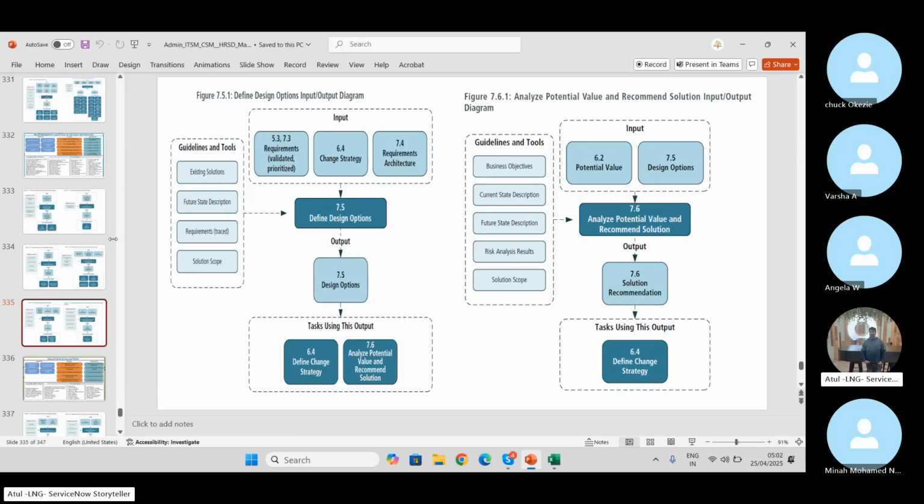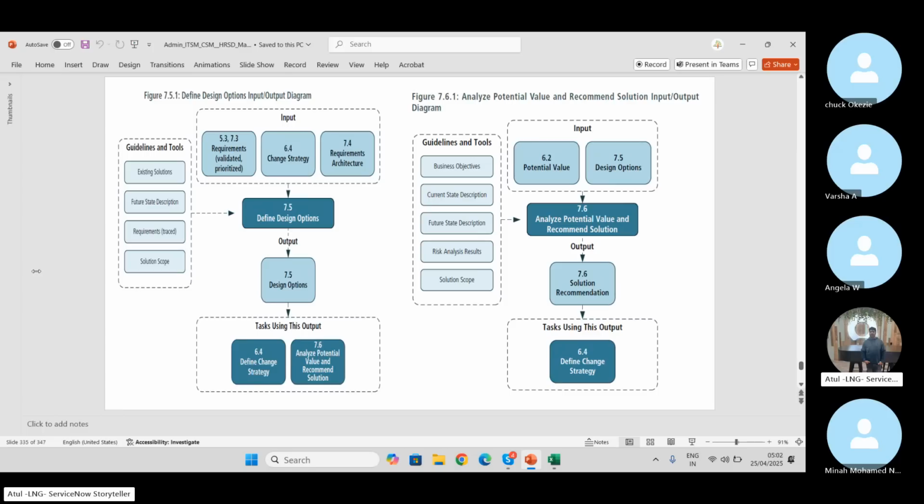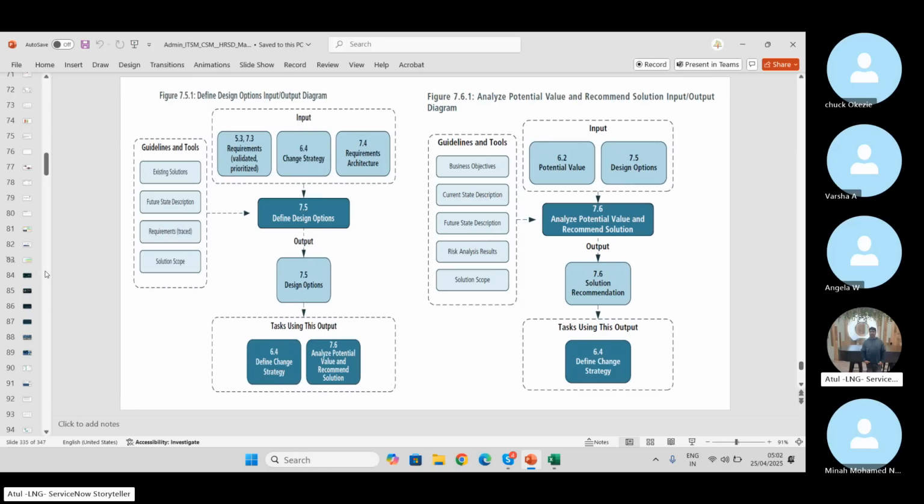Design here doesn't mean that you have to do some architect kind of stuff. No, design here means the solutioning part, what solution you are going to build and how it is going to fit in this area. So in this particular step, that is define design options, we will find the best solution approach.